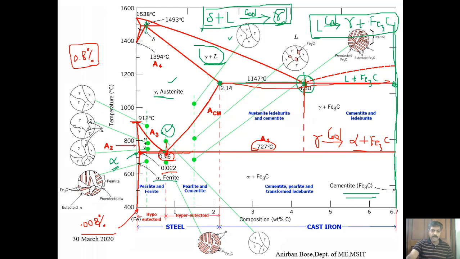Okay. And again remember that due to this eutectoid transformation, a lamellar structure of alternate layers of alpha and Fe3C will form. Okay, so this is what is called pearlite. And we'll see what those things are in detail.